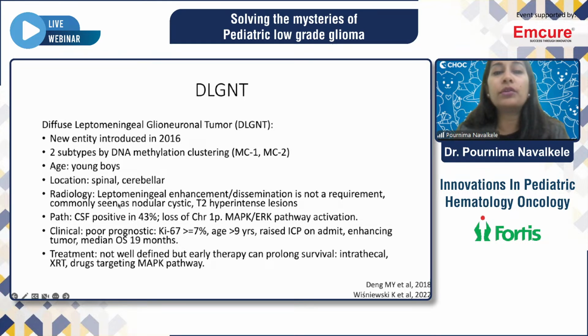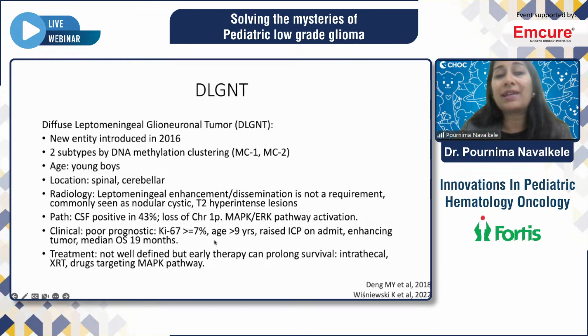On radiology, you will note the leptomeningeal enhancement or dissemination is not necessarily required, but what is typically seen is nodular cystic T2 hyperintense lesions scattered around in that location. The pathology CSF is positive in 43%. So for DLGNT, getting a CSF spinal tap is going to be important. Also noted on molecular features is loss of chromosome 1p and MAPK pathway or ERK pathway alterations. Clinically, these can act really aggressively and have poor prognosis.